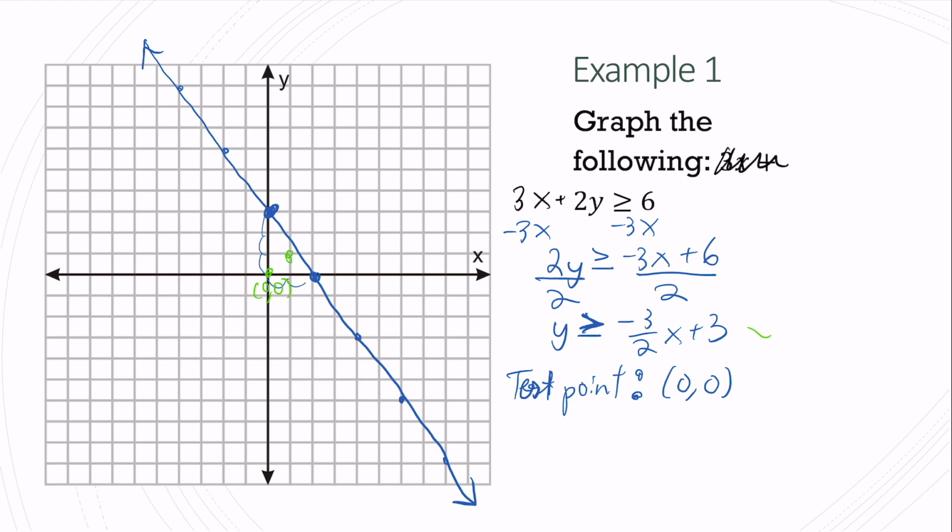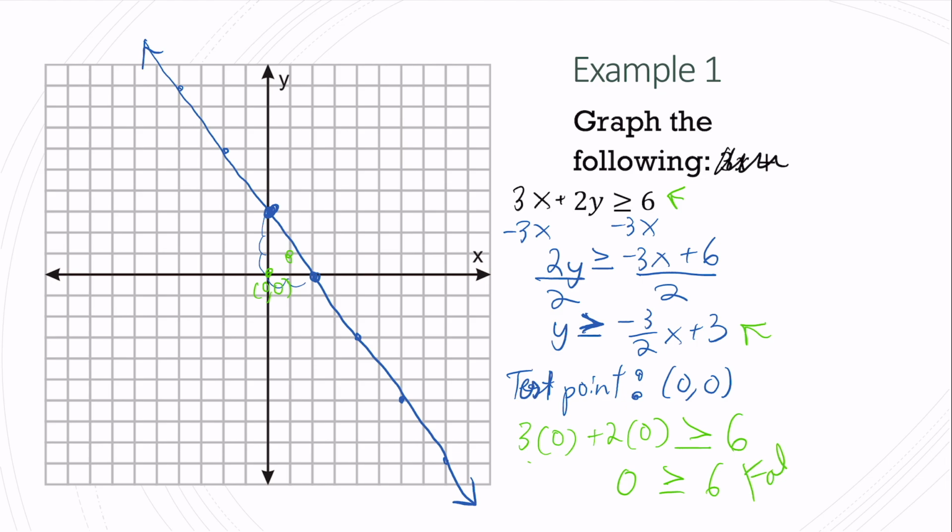You can substitute it into the equation that you solved for y or your original equation. I always substitute it into my original equation in case I made a math error. So instead of having 3x, I've got 3 times 0 plus 2 times 0 is greater than or equal to 6. I get 0 is greater than or equal to 6.